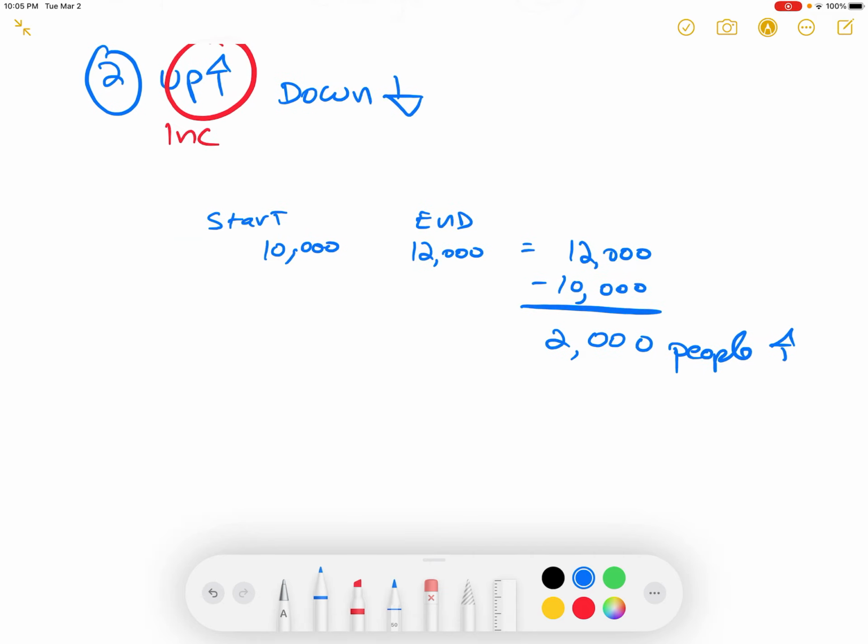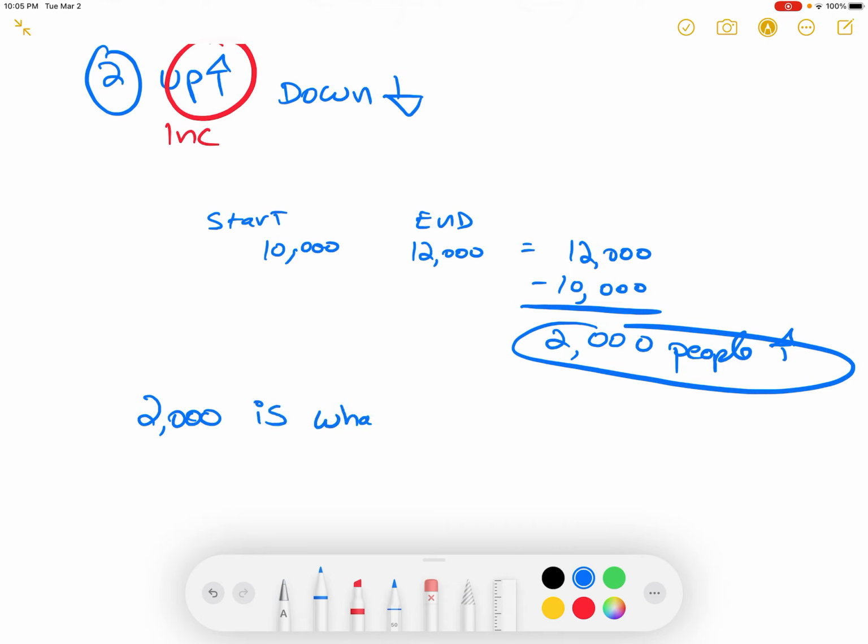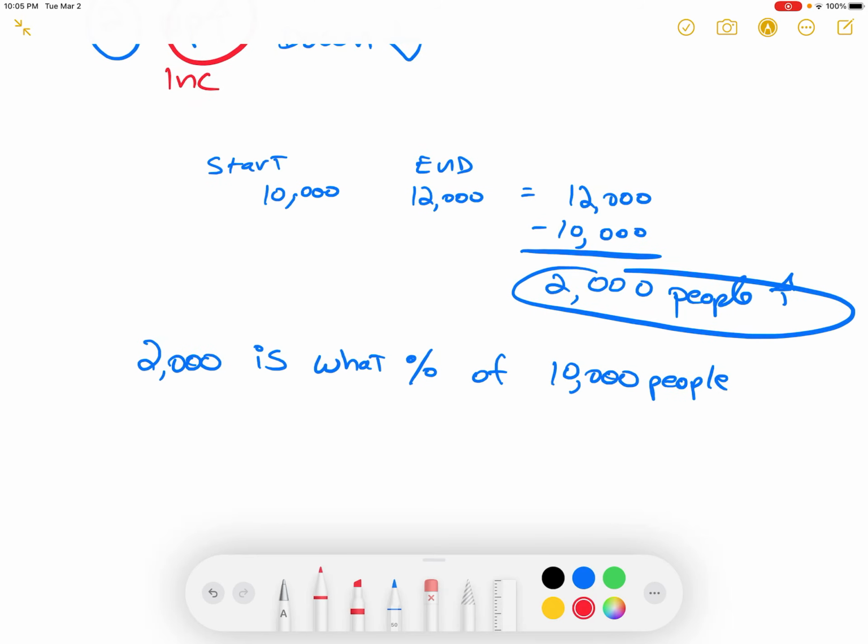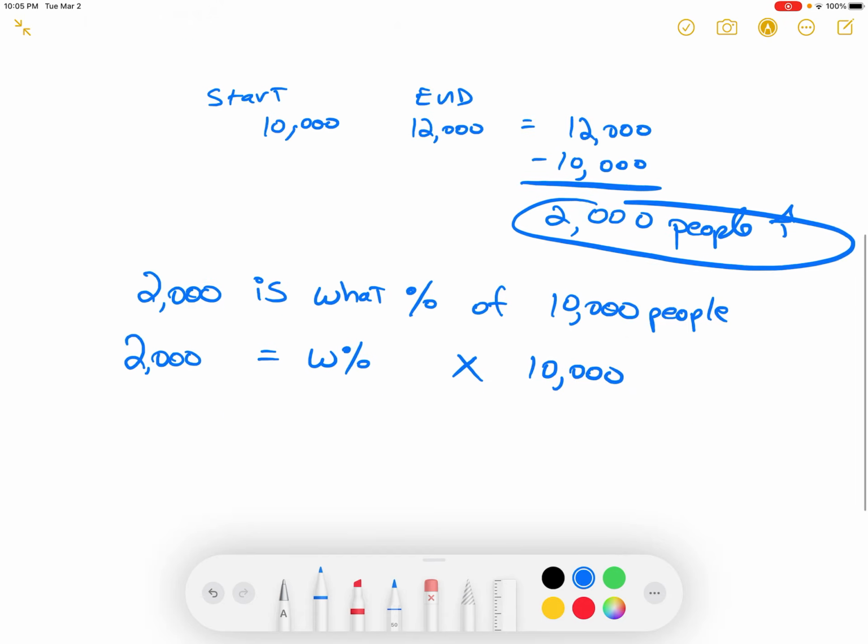Well, it's very simple. All you do is you take your answer and you say, okay, 2,000 is, well, let me write it in words, what percent of the original 10,000 people, right? That's what we're trying to figure out. 2,000 people, which is the change, is what percent of 10,000 people? And since we already know how to write out equations for percent, we can say 2,000 is what percent of, of being multiplication, 10,000.